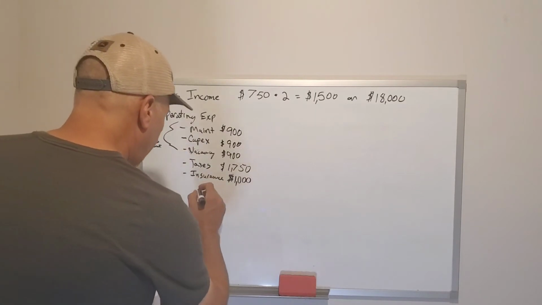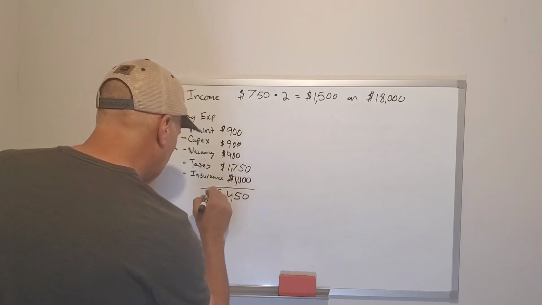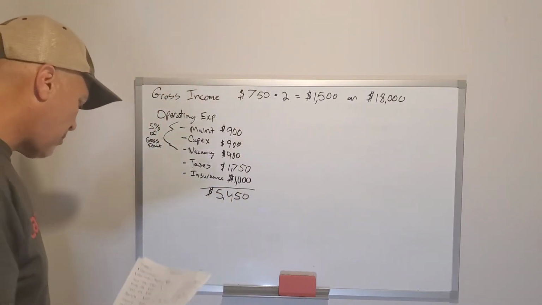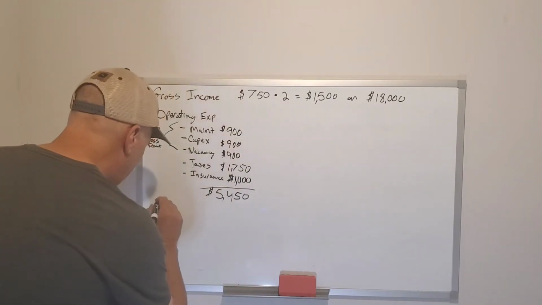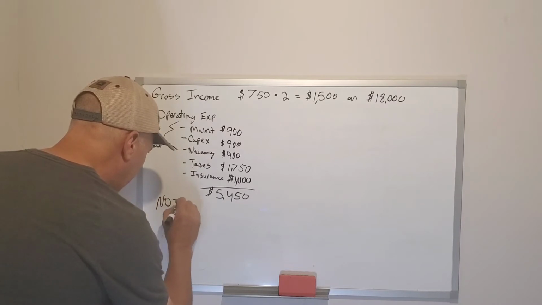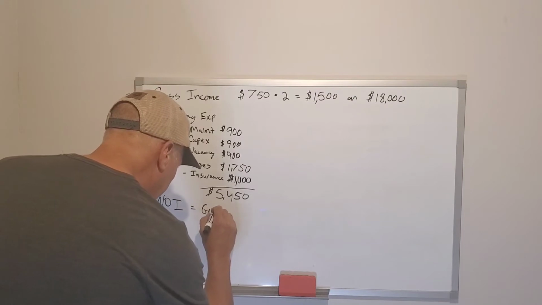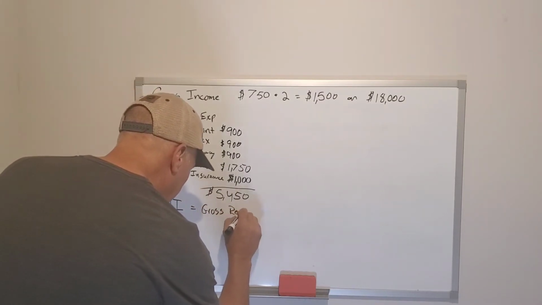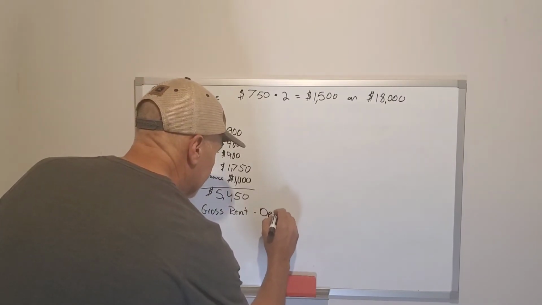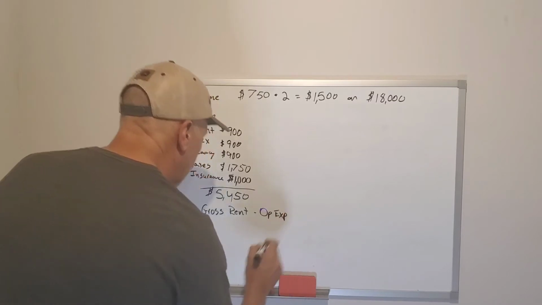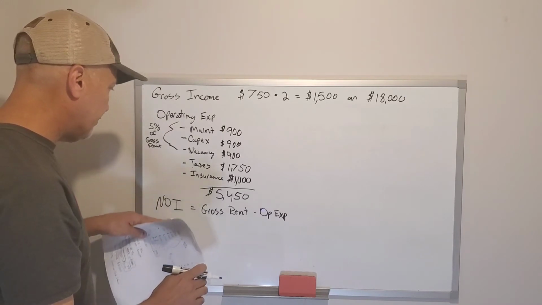So the total of this is $5,450. That's your operating expenses for this property. The next thing you'll want to calculate is your NOI, and that's your net operating income. That equals your gross rent minus your operating expenses. So your gross rent, your $18,000, minus your operating expenses, $5,450, would equal your NOI.